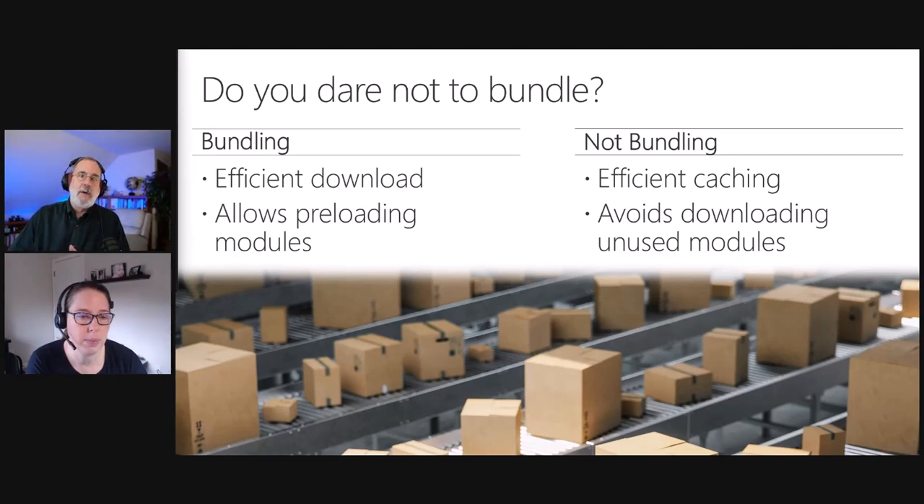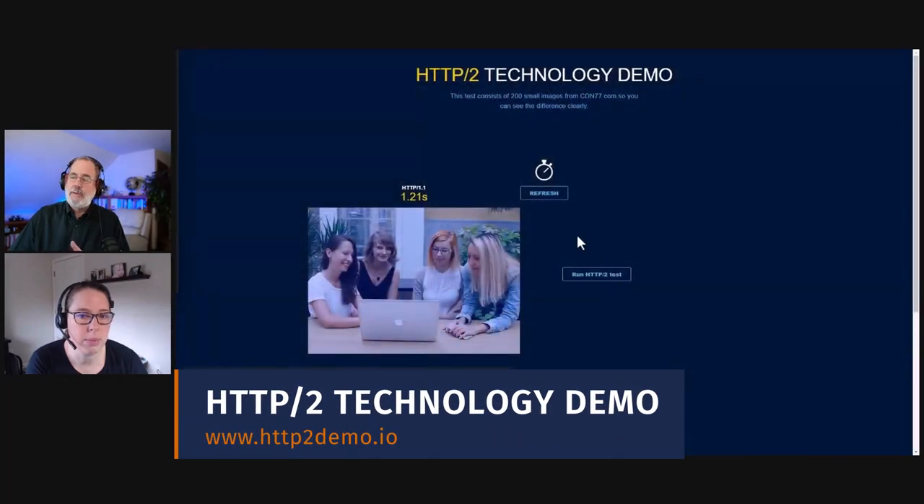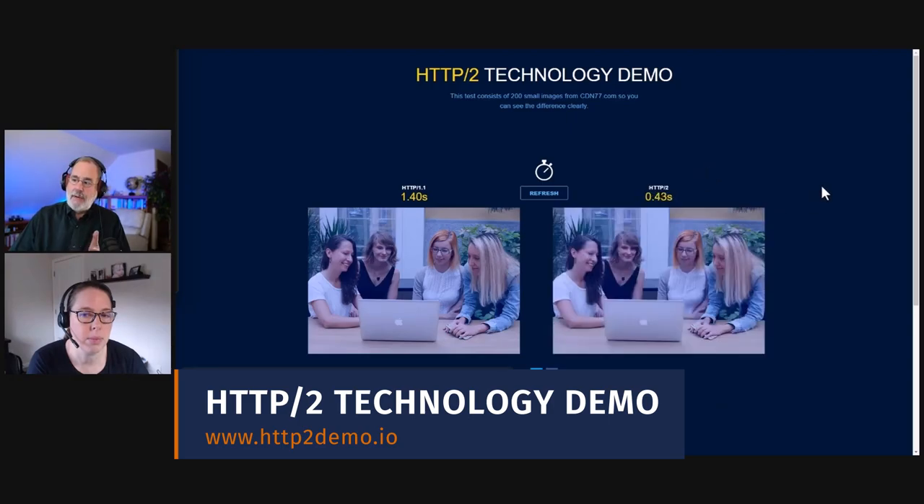There's this fun little demo that we'll put the link to in the comments that actually shows the advantages of HTTP 2.0. So here on the left, it took 1.4 seconds to render this image, which, as you can see, was actually a checkerboard of little baby images. It took 1.4 seconds to do that. And then it was like a third of the time with HTTP 2.